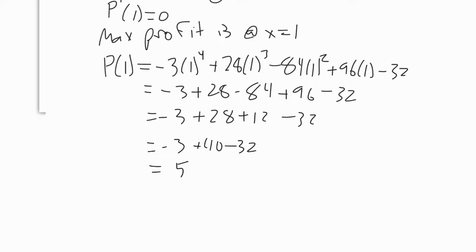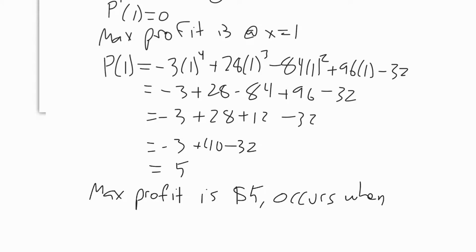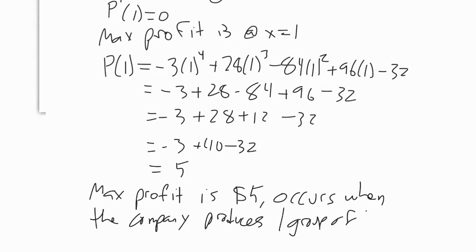All right, so our max profit is $5. And this occurs when the company produces one group of 100 candies.